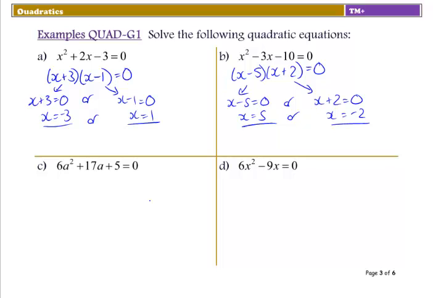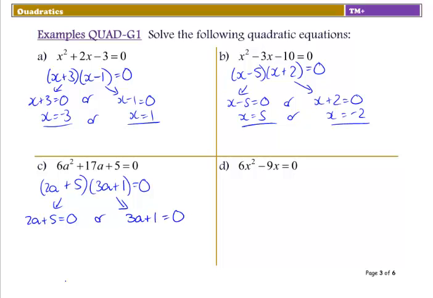Okay, next one, 6a squared plus 17a plus 5 factorises to 2a plus 5, 3a plus 1 equals 0. Remember to show the method that you're using to factorise as well. I'm just trying to save some time. So 2a plus 5 has to equal 0, or 3a plus 1 equals 0. 2a equals negative 5, a is negative 5 over 2, which is also negative 2.5. Okay, 3a is negative 1, a is negative 1/3. So there are my two solutions.